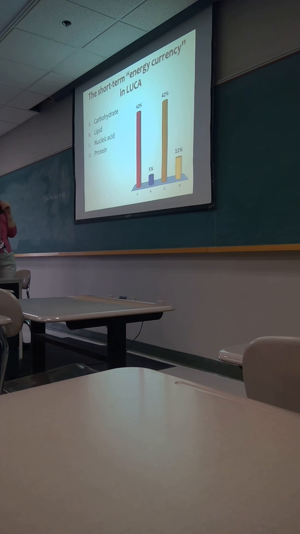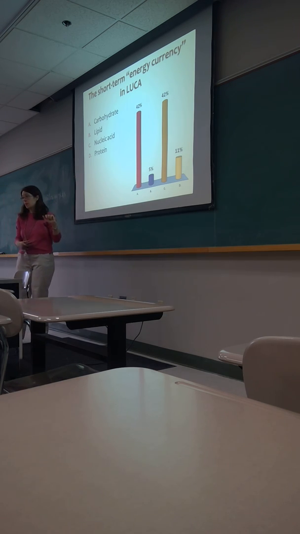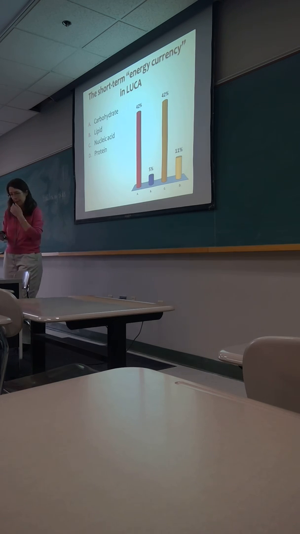So the distinguishing part of this question is short term. Carbohydrates are more long-term energy because you have to break them down. And what is the short-term energy currency in the cell? ATP, which is a nucleic acid. Which nucleic acid is it? RNA. Excellent.